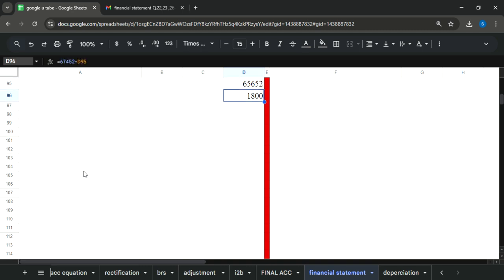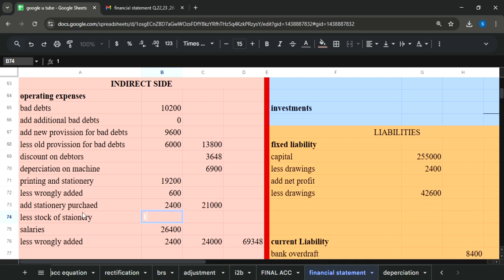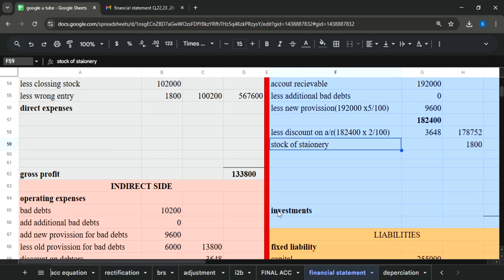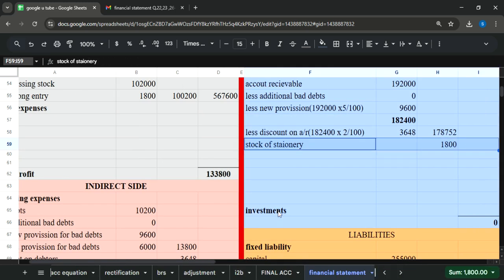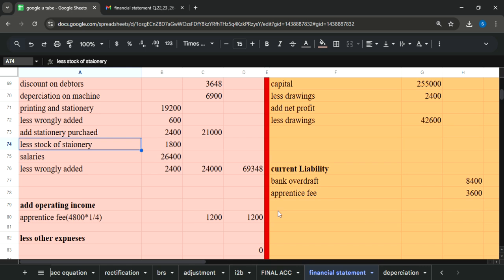Okay, have you seen that? It means what we were saying, what the book writer may have done. So let's take the stock of stationery, that was 1800, and secondly this stock was written over here, so just remove it. Now we will be updating our entry, stock of stationery.